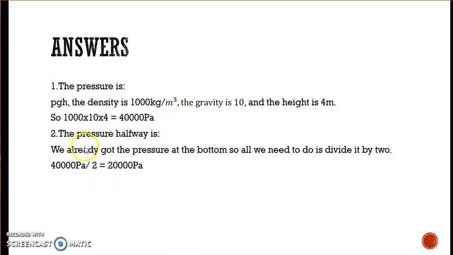The pressure halfway, we already got the pressure at the bottom of the pool, so all we need to do is divide it by 2, because here, as you can see, we can just change the 4 to a 2, or we can take the result and divide it by 2. I'll just choose to divide by 2, so 40 kilopascals divided by 2 becomes 20 kilopascals.